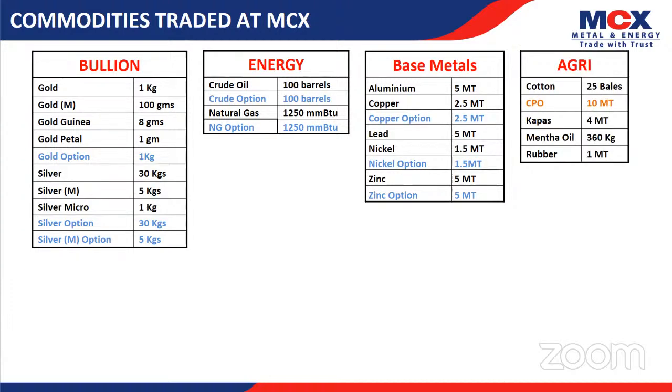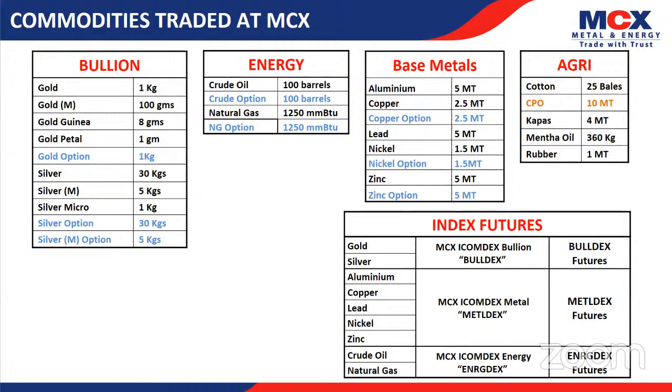On the agri side, we only have futures as of now, wherein we have cotton, crude palm oil, kapas, menthol and rubber. Apart from these, we also have index futures, which is what I'm going to talk about in detail in my presentation.